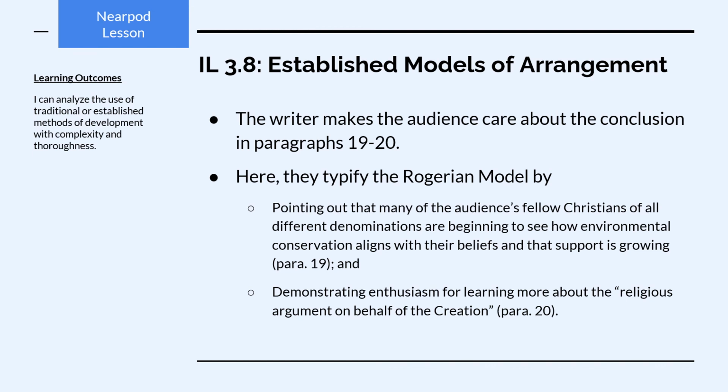Finally, question 5, the writer makes the audience care about the conclusion. Again, in paragraphs 19 through 20, they kind of mix up the last two stages of effective arrangement. And here they typify the Rogerian model by pointing out that many of the audience's fellow Christians of all different denominations are beginning to see how environmental conservation does align with their beliefs, and that support is growing. So that, of course, is designed to help the audience realize that they're not giving up their beliefs by agreeing with the writer, because look around them, their peers are already believing in this.